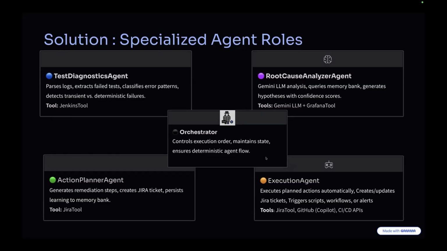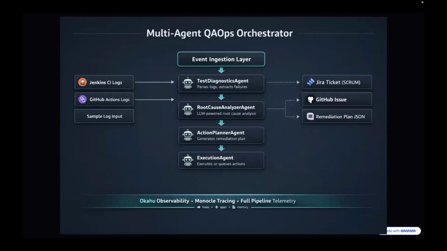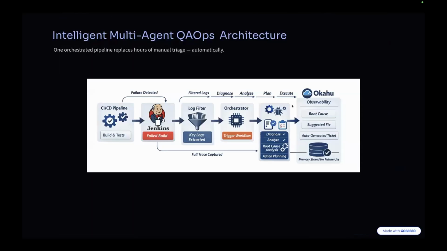The main core of all four agents is the orchestrator, which controls the execution order and makes the system more modular, deterministic, and scalable. And this is the multi-agent flow. We have our Jenkins CI logs, GitHub Actions logs, or any sample log input into our event ingestion layer. It is parsed through all these agents, and they take the necessary actions of creating the remediation plan and Jira ticket as required, based on the confidence score.